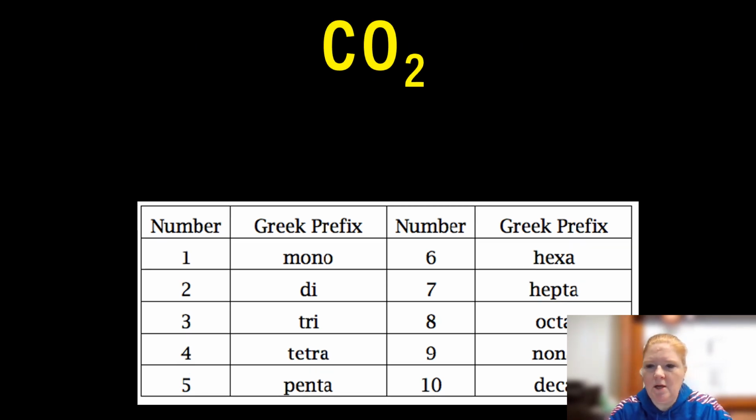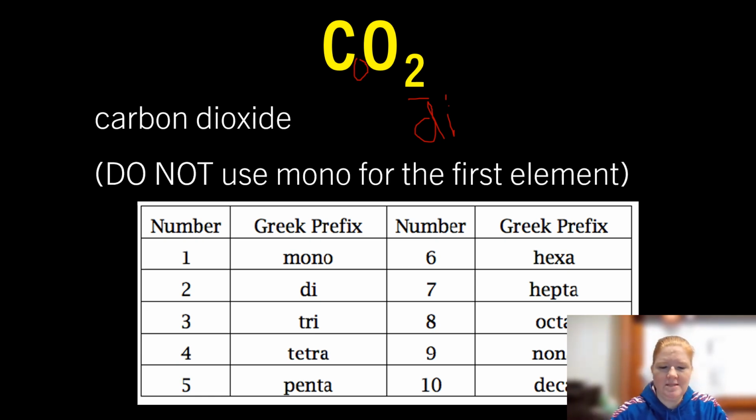So here's the first one, CO2. So look at the first element. How many of that one do you have? Well, there's no subscript, right? So that means there's 1. But what was the exception? Don't say mono for the first one, right? And how many of the second one do we have? 2. So that prefix is di. And for the second one, we have to put the IDE at the end. So the name of this one is carbon dioxide. You already knew that, right? So remember, you don't use mono for the first element. So this should never be named monocarbon. We never say mono first. The rest of them we will say.